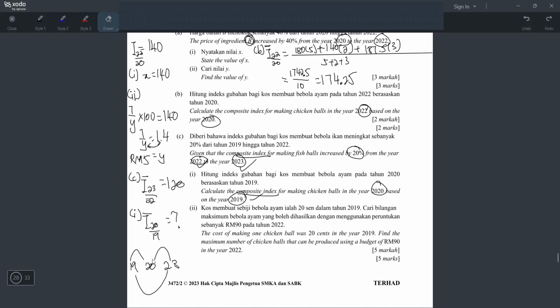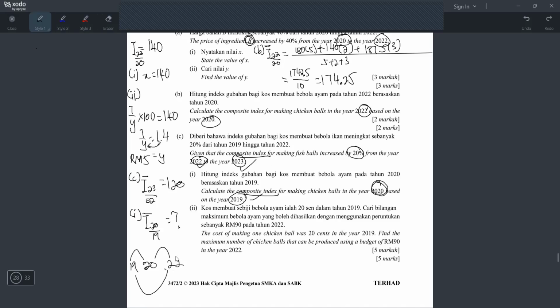Okay. What if I put 2022 here? Then it's not possible to find 2020, 2019 already, right? So definitely this one must be 19 and 2020. It's just that this one I'm not sure. Okay, let's just put 2022 and see what happens.